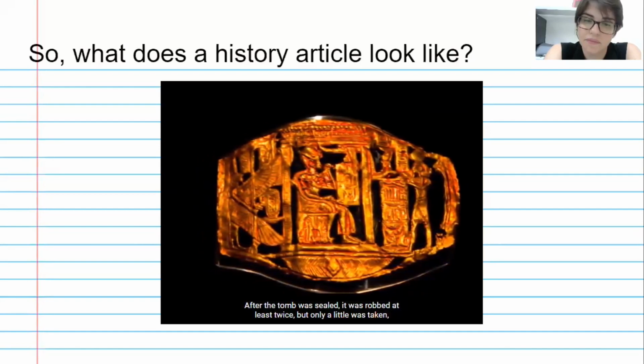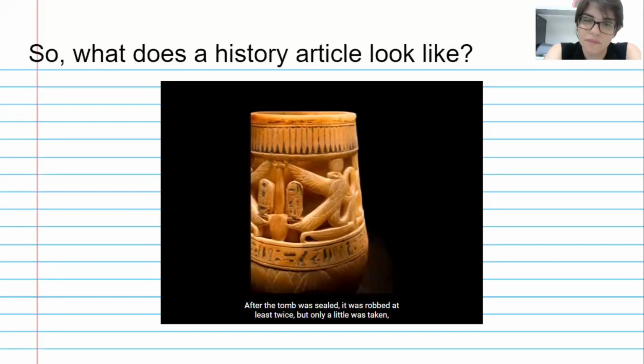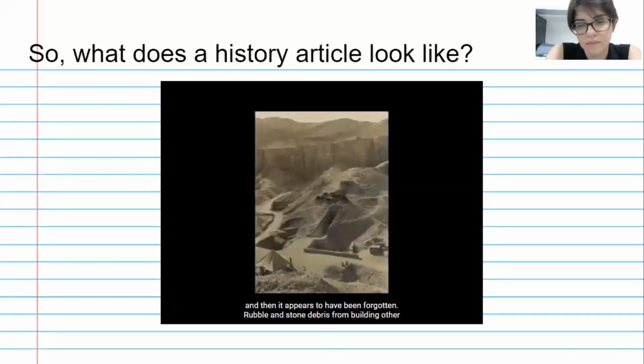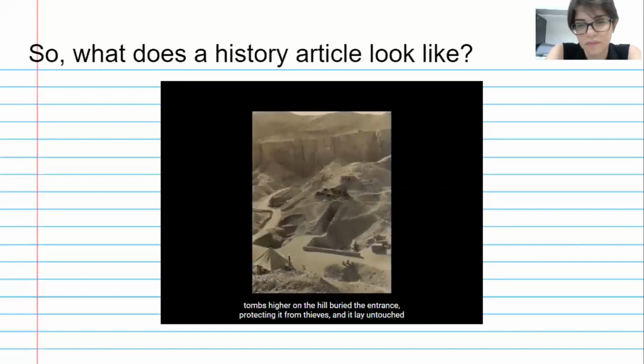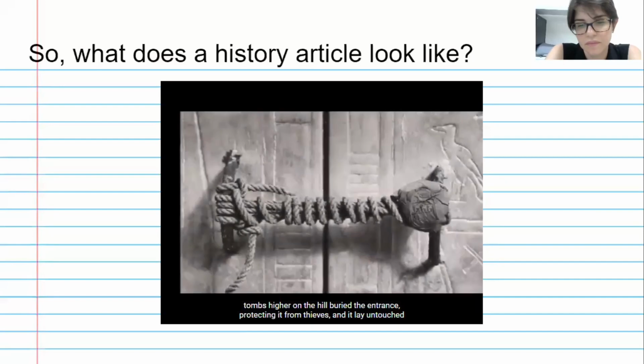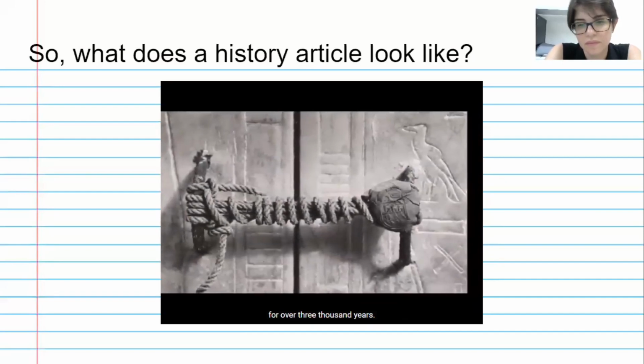After the tomb was sealed, it was robbed at least twice, but only a little was taken, and then it appears to have been forgotten. Rubble and stone debris from building other tombs higher on the hill buried the entrance, protecting it from thieves, and it lay untouched for over 3,000 years.